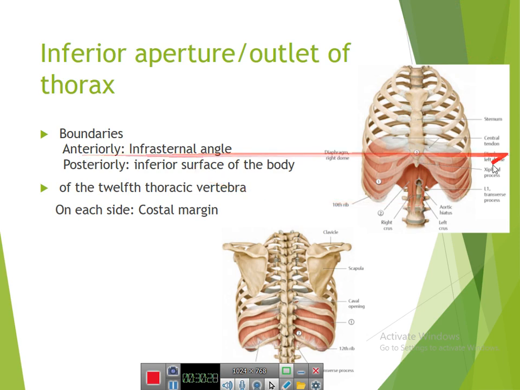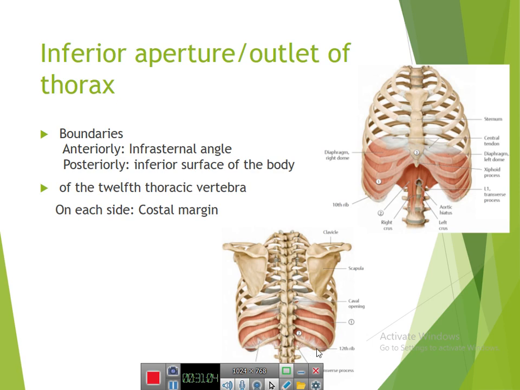The boundaries of the diaphragm are anterior, posterior, and lateral, or on each side. Anteriorly, the diaphragm is attached to the infrasternal angle. Posteriorly, the diaphragm is attached to the inferior surface of the body of the 12th thoracic vertebra, and on each side the diaphragm is attached to the costal margin, like this. Here is from anterior and here is from the posterior.